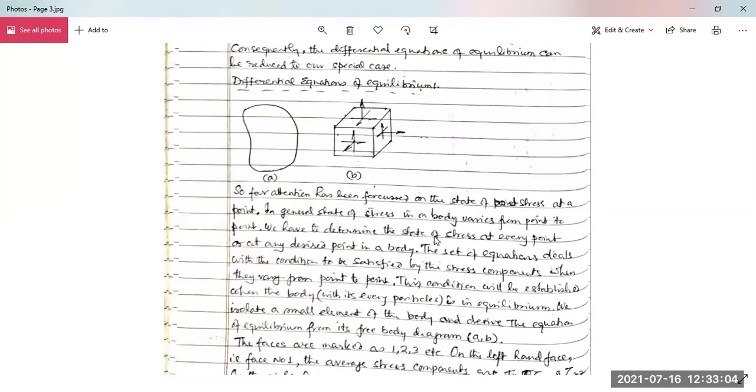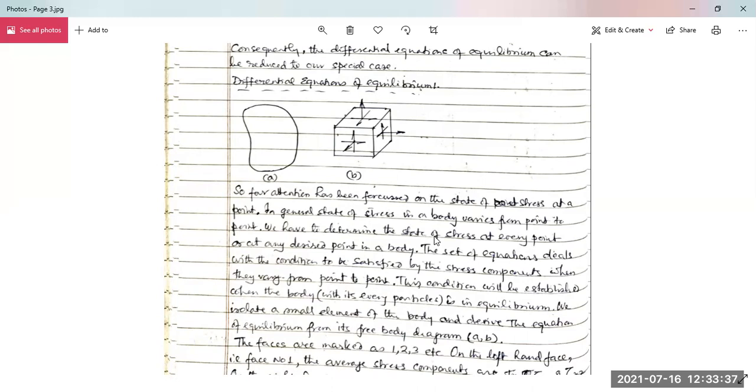Now, let us derive the differential equation itself. So far, attention has been focused on the state of stress at a point. In general, the state of stress in a body varies from point to point, and we have to determine the state of stress at every point or at every desired point in a body.